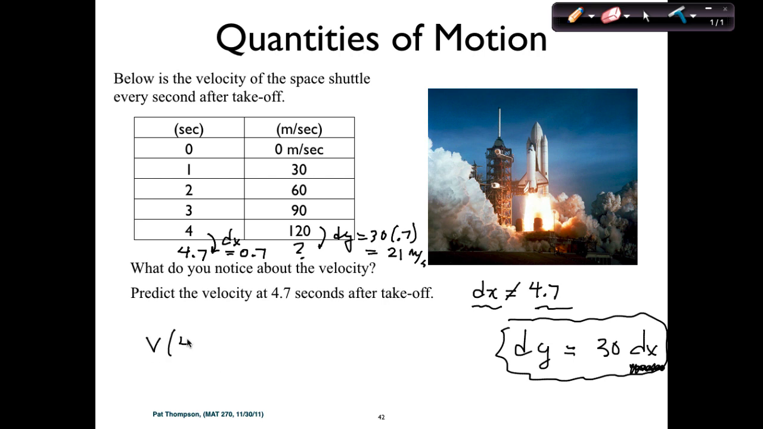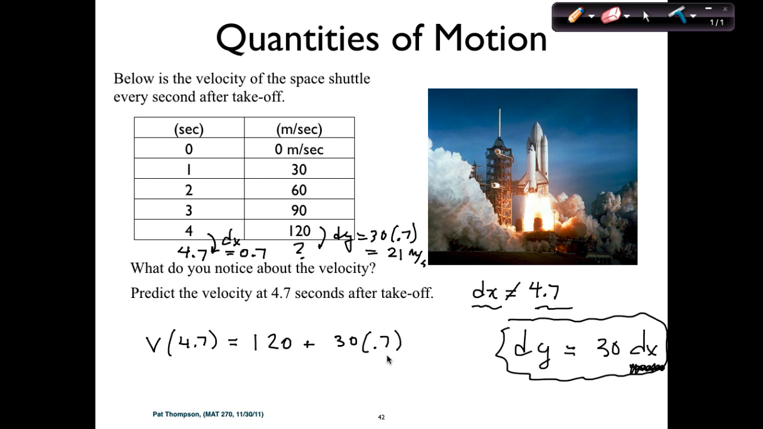The velocity at 4.7 seconds is 141 meters per second. And that came from what? How did the 141 come about? 120 plus 30 times 0.7. Now that we know that the rate of change is 30 and we've got a change of 0.7, the change in velocity will be 30 times that change, or 21, and then we can just add that to the 120. Does this look familiar at all? 120 plus the new amount of change?